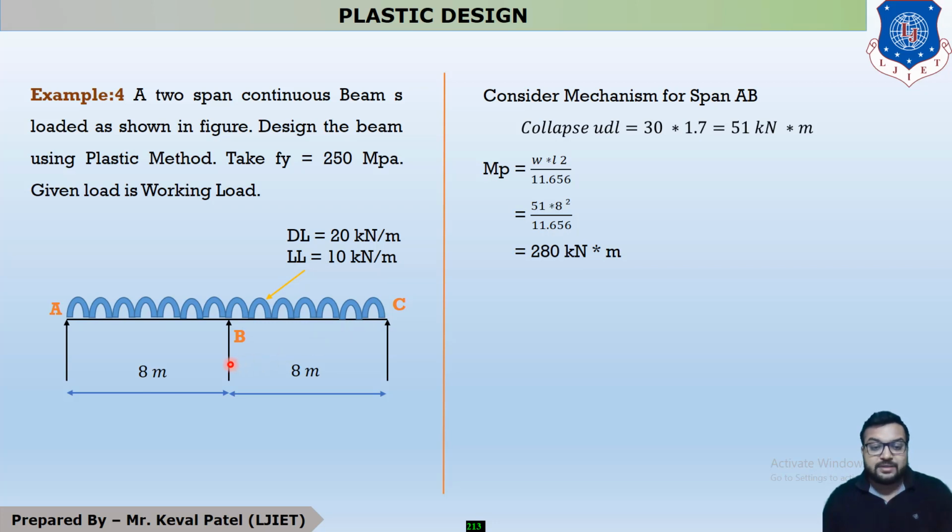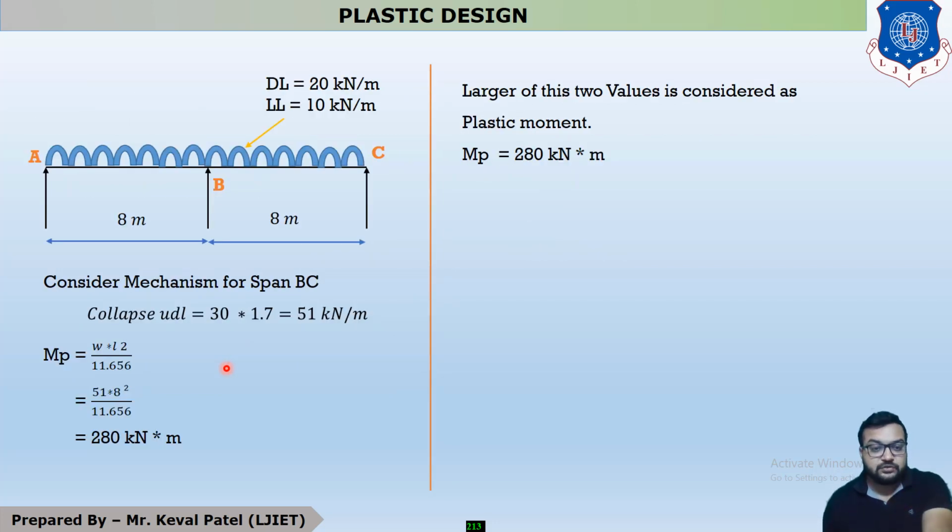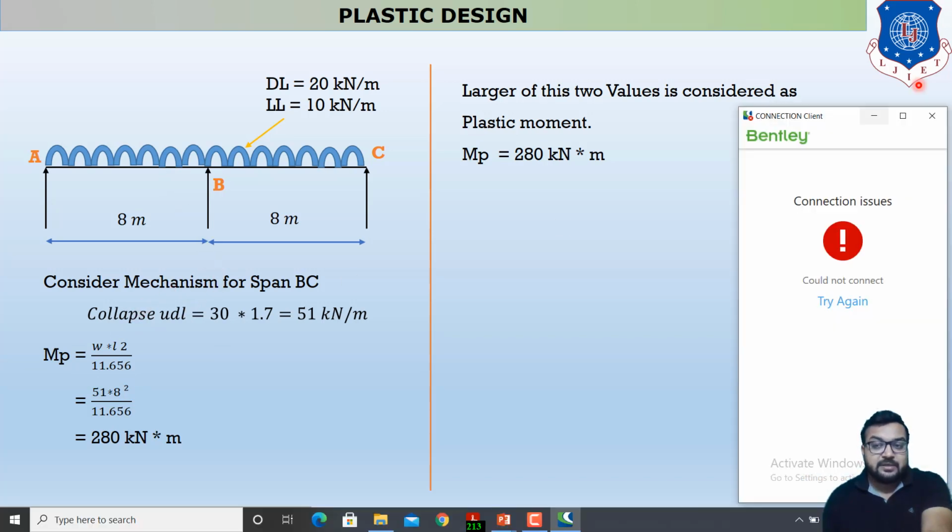Now what is the span? So the span is 8 meter and the load also remains the same. So you can see that this example is the symmetric figure of one another. It means your answer of span AB is equal to your answer of span BC, because this is a symmetric figure. So you can see that your calculation remains the same.